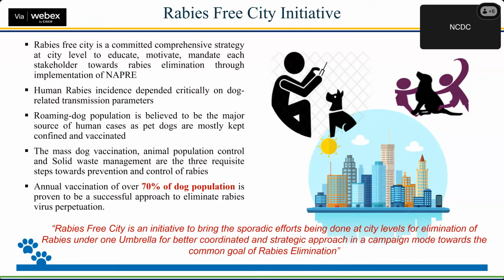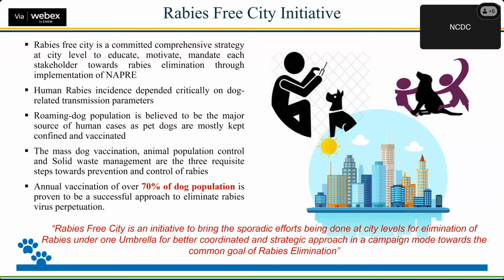Another initiative for this particular rabies elimination is the rabies free city initiative. At the municipal corporation level, at least there is some funding, and some siloed activities are being done for mass dog vaccination or dog population management, and we want to capitalize on that and further streamline those activities.